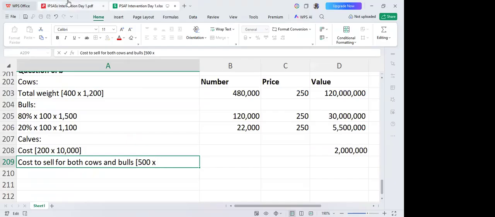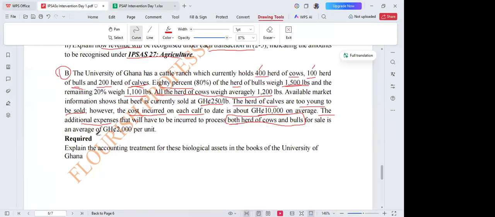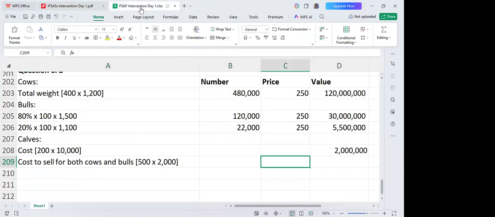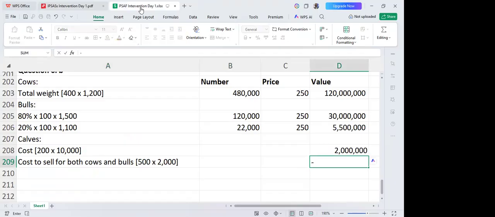And multiply by the cost. What was the cost they gave? So on average it is 2,000 per unit. So multiply by 2,000. So what's our cost to sell? 1 million.